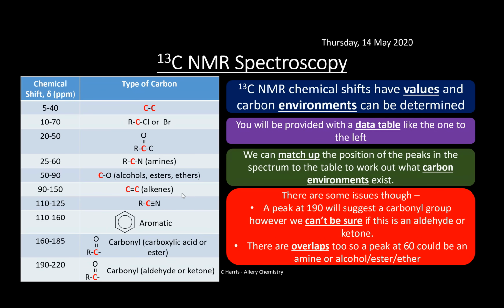So we've got a peak at 190. A peak at 190 will suggest a carbonyl group. However, we can't be sure if that's an aldehyde or ketone. So it's not quite sophisticated enough to work out exactly what it is. And also there are overlaps at a peak at 60, and this could be because you've got an amine, or it could be an alcohol, or it could be an ester, or it could be an ether. So there's quite a lot of different possibilities there. So it hasn't narrowed it down massively. And this is why, as you'll see, coming towards the end of the video, we'll look at combined techniques. It's about using NMR with other machines as well to make sure we can identify the compound that we've got.